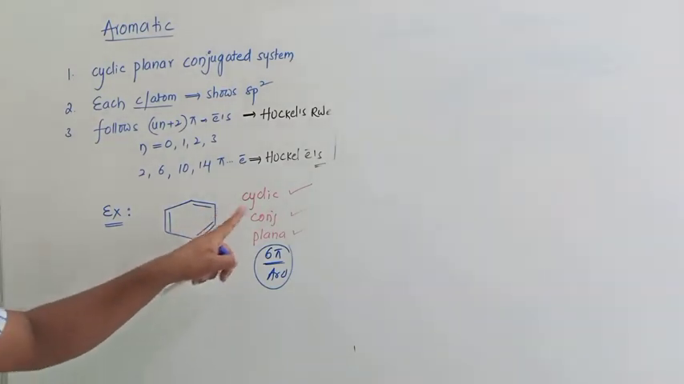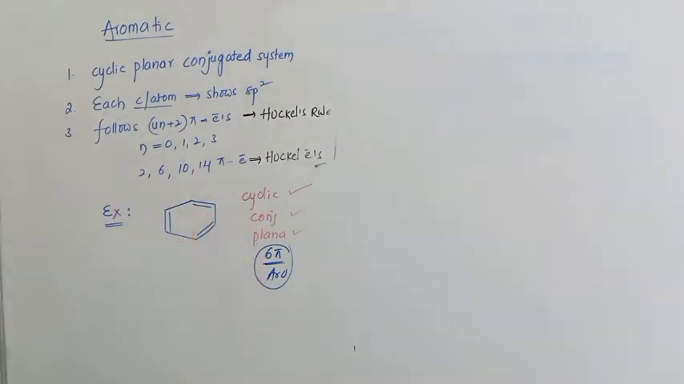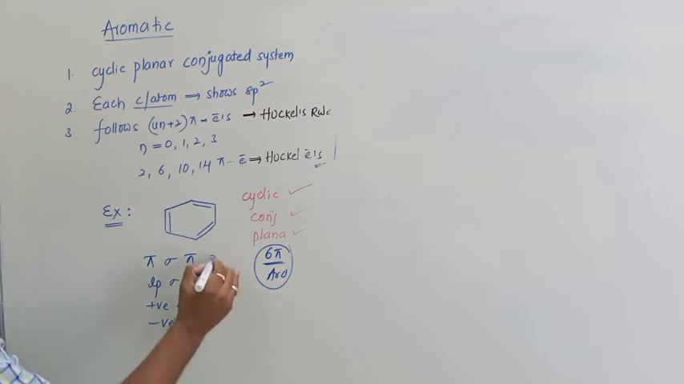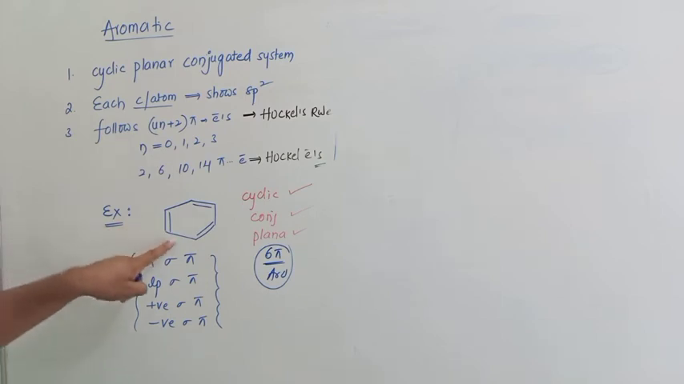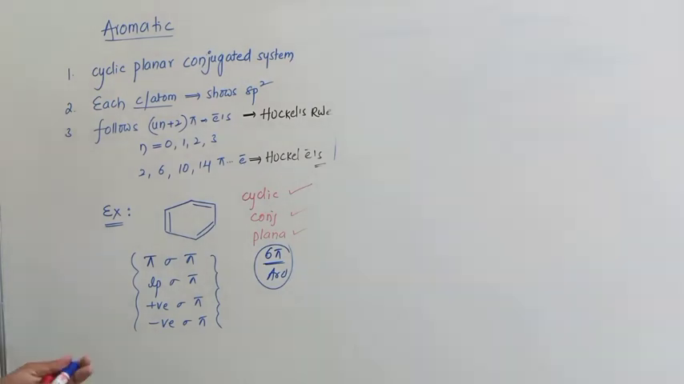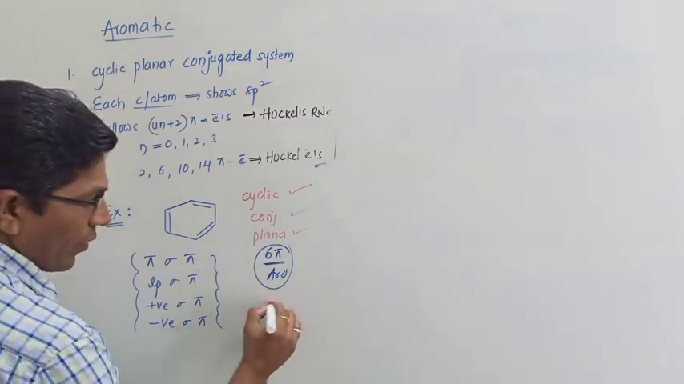Just find out one by one. Cyclic part, yes. Conjugation, what are the conjugation conditions? I already told you in resonance structures. See the conditions for conjugation: pi bond sigma pi bond, pi bond lone pair, pi bond positive charge, pi bond negative charge. These are the conditions for conjugation. See here, all are at adjacent positions: pi sigma pi, pi sigma pi, pi sigma pi. It undergoes conjugation. Next, how to find the pi electrons? Then go to pi bond, pi bond.